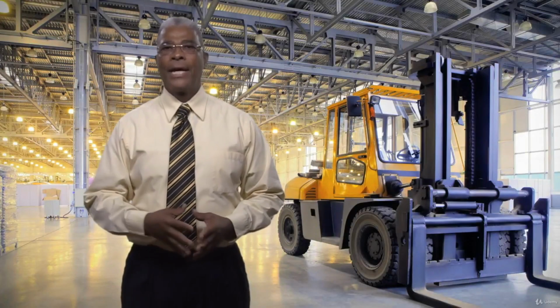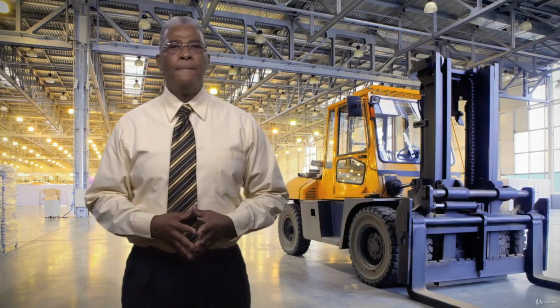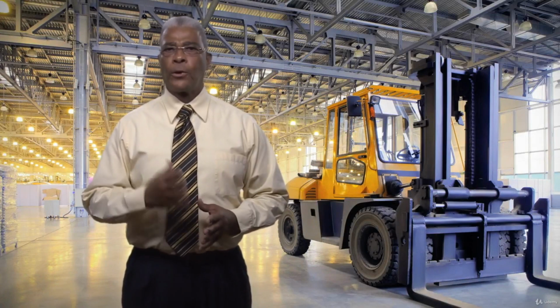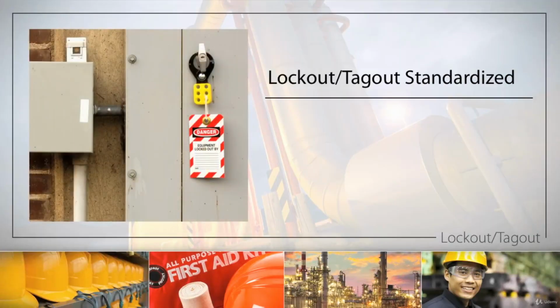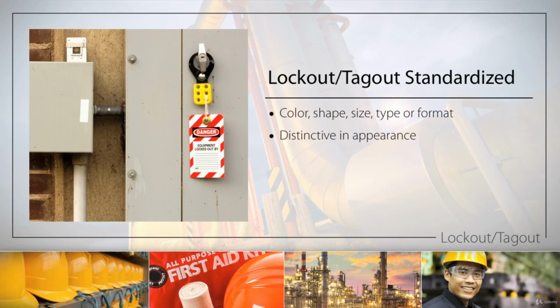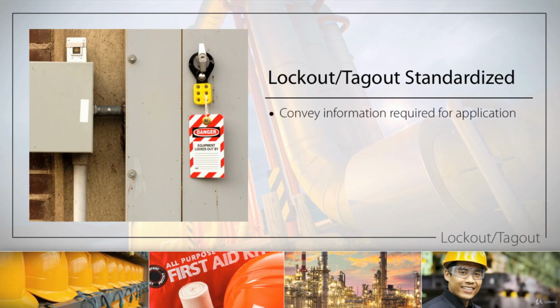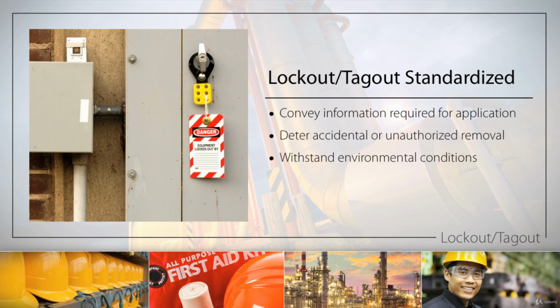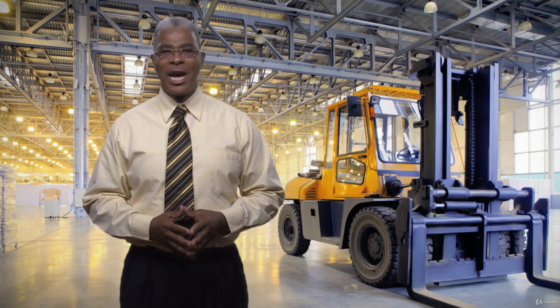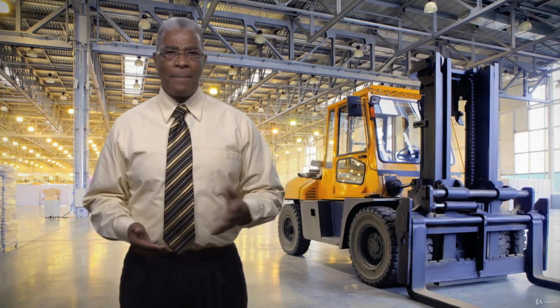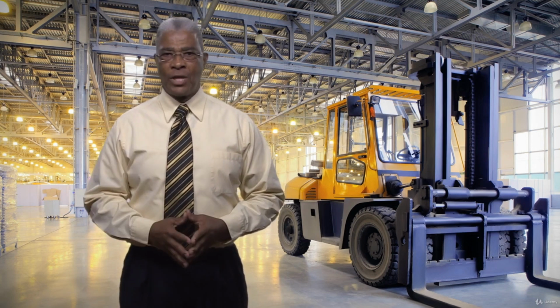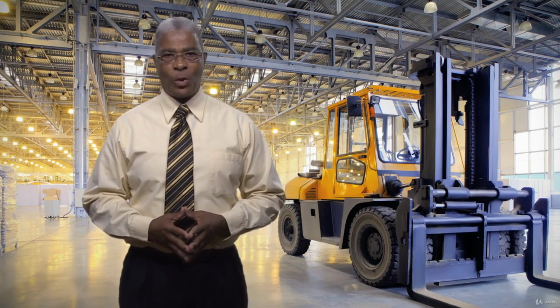The locks, tags, and other hardware that are identified and required must be the only devices used to lock out or tag out for personnel protection. The locks and tags used for personnel protection must be standardized according to one or more of the following: color, shape, size, type, or format. They must be distinctive in appearance, easily recognizable, and clearly visible, designed to convey all information required for the application, designed to deter accidental or unauthorized removal, and designed to withstand environmental conditions for the duration of their application. Locks, tags, chains, wedges, key blocks, adapter pins, self-locking fasteners, and other hardware must be provided by the employer.